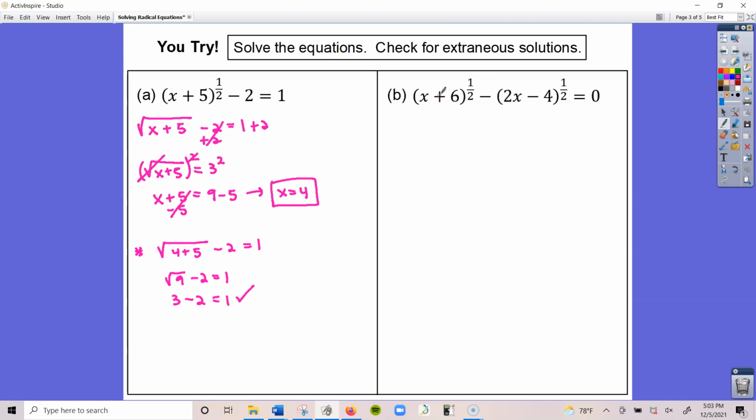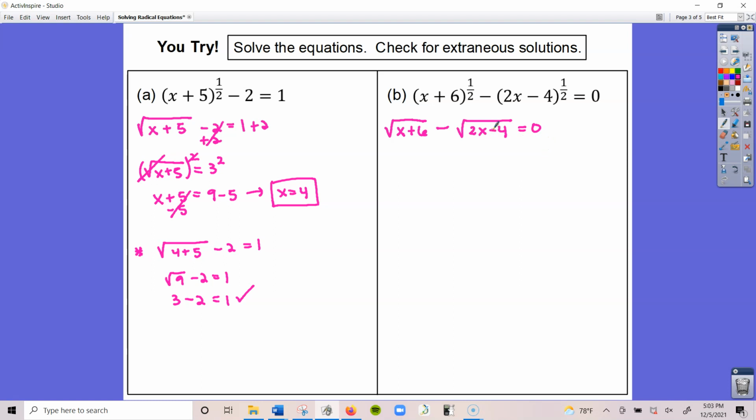For our last one here, we have x plus 6 raised to the 1/2 minus 2x minus 4 also raised to the 1/2 is equal to 0. I'm going to rewrite this with the radicals. So this is the square root of x plus 6 minus the square root of 2x minus 4 equals 0.